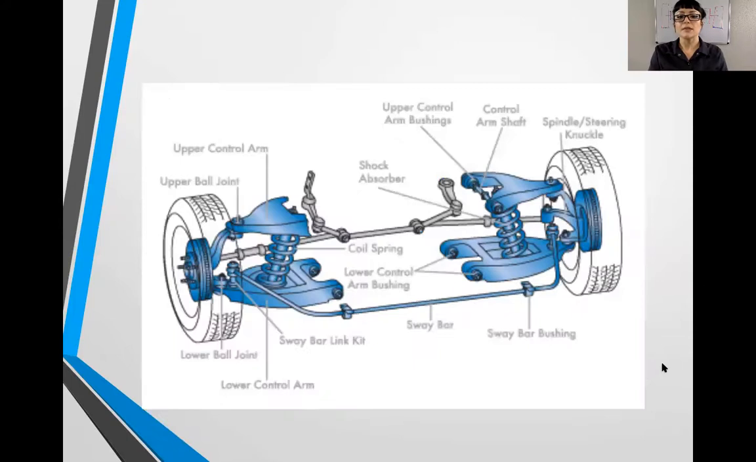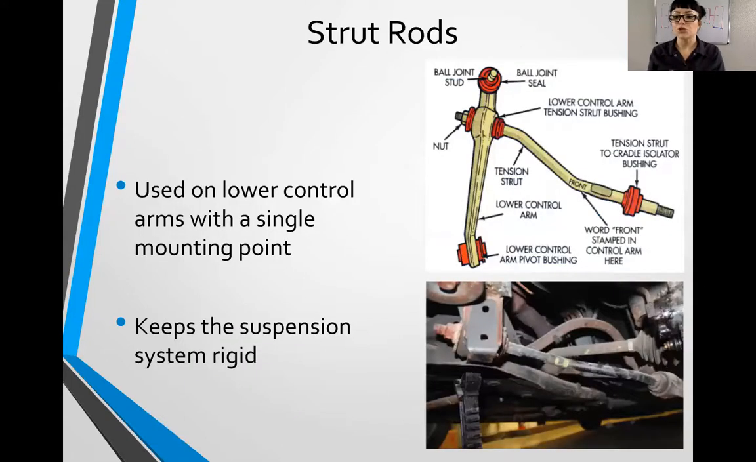So how do we strengthen that up? We add something called a strut rod. Honda used this design or these components for a long time. Lots of vehicle manufacturers did. Ford did on many models.